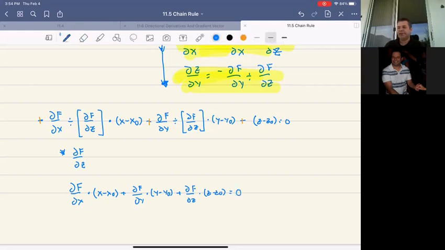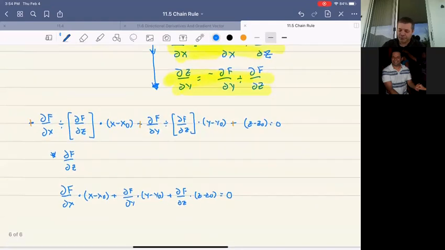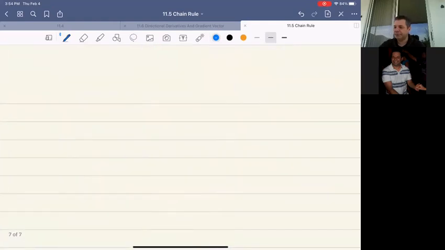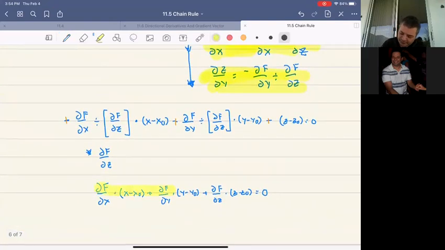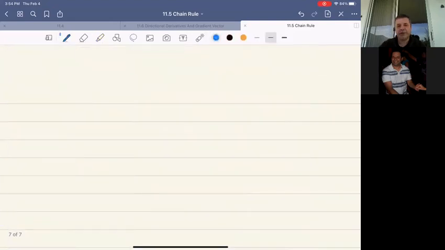Okay, so let's go ahead and do a problem. Oh, yes, let's do a problem. Let me highlight that because that's a big, important formula. Okay, so we're going to do number 36. This is again in 11.6.